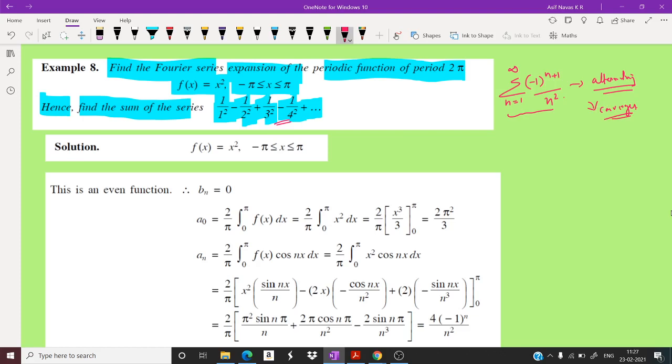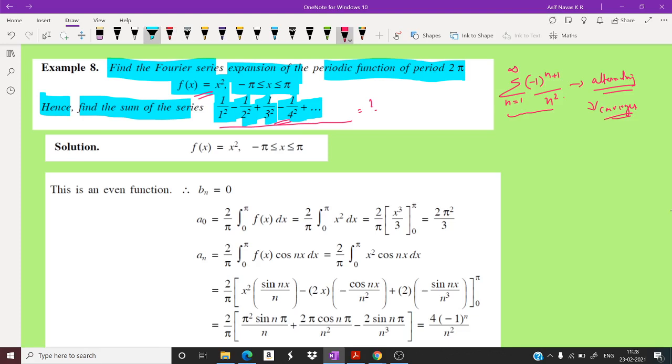But I told you that it's very difficult to find the sum of the series. There is no method to find the sum in the last module. We can tell whether it is convergent or divergent, but by application of Fourier series, we can find the sum of this series. So for that we will use the convergence theorem. Listen carefully. One of the main applications of Fourier series is that you can find the sum of infinite series.